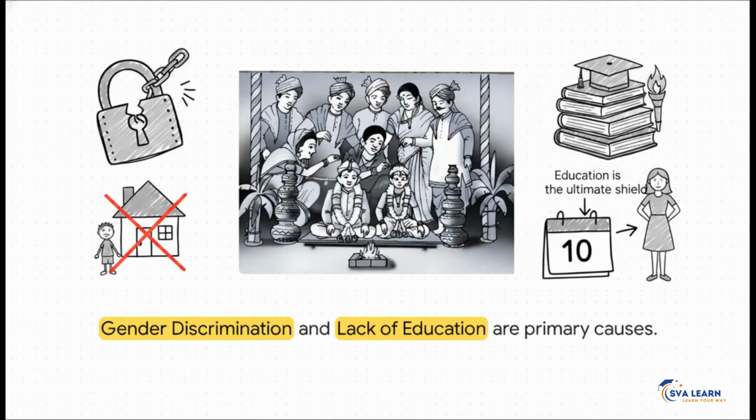So you might be wondering, why does this still happen? Well, as you can deduce from the syllabus, the primary culprit is deep-rooted gender discrimination. It's this incredibly harmful belief that a girl is somehow a burden and should be sent off to another family early.